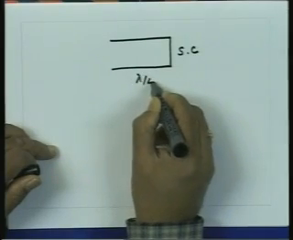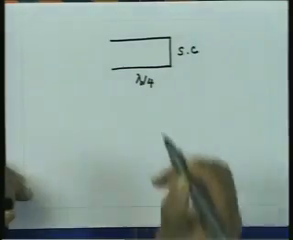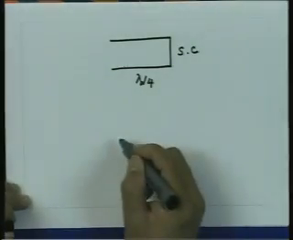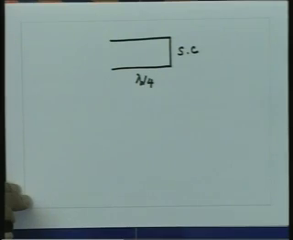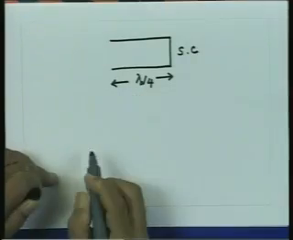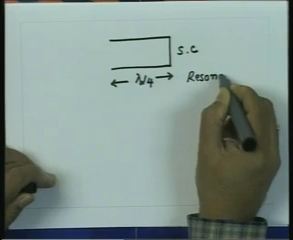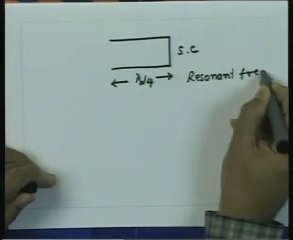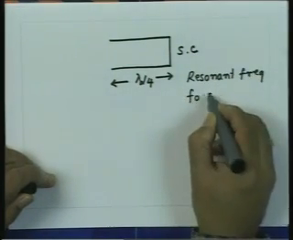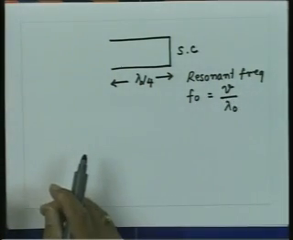this length is lambda by 4, and since I am not talking about the resonant frequency, the length cannot be lambda by 4 at all frequencies. So, let us say this is having a specific frequency, lambda 0 by 4, where lambda 0 corresponds to the wavelength of the resonant frequency. So, this length is lambda 0 by 4. So, the resonant frequency of the circuit f0 is nothing but the velocity of the wave divided by the length lambda 0.